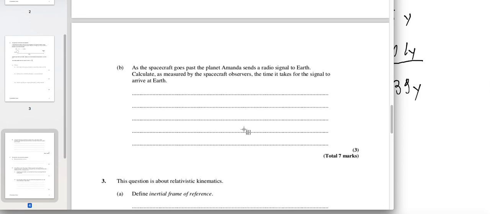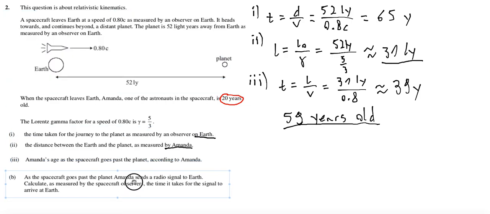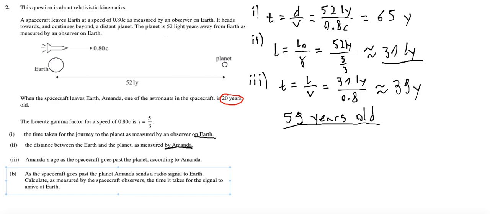The last one. This is challenging, quite difficult. As the spacecraft goes past the planet, Amanda sends a radio signal to Earth. Calculate, measured by the spacecraft observers, the time it takes for the signal to arrive at the Earth. The idea is that we have to describe the situation from the point of view of the spacecraft, so from the point of view of Amanda.